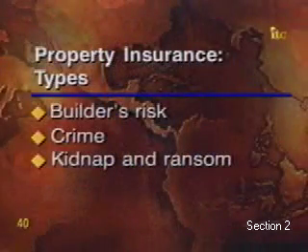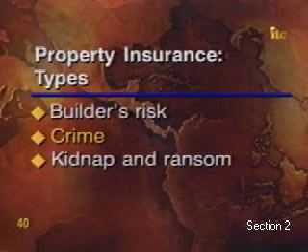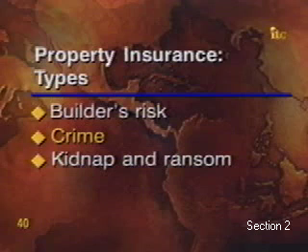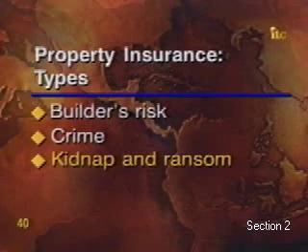Specialized forms of property insurance include builder's risk insurance, which is designed to cover damages during the construction of a facility, crime insurance, which is designed to insure against direct loss of money, securities, or similar property due to theft or forgery by an employee of the organization, and kidnap and ransom insurance, which is used to pay the costs of negotiations and for demands during a kidnap incident.